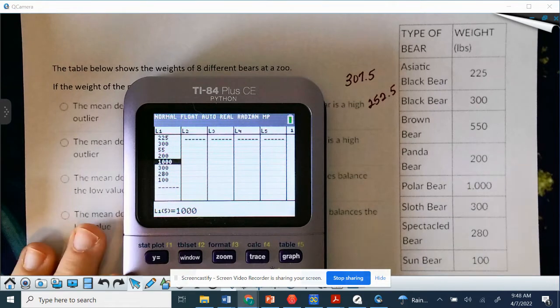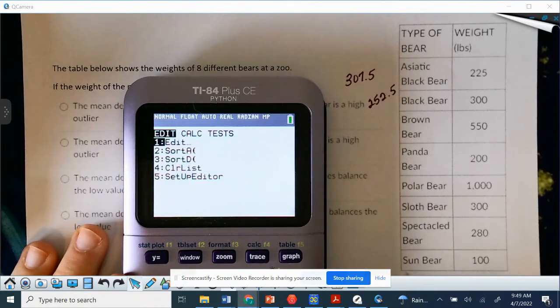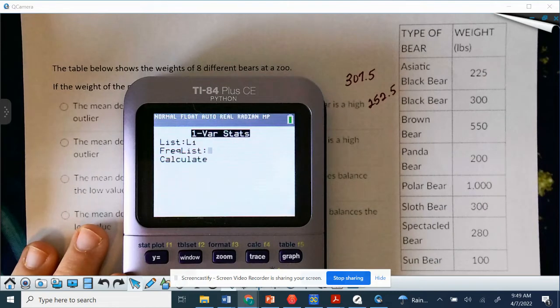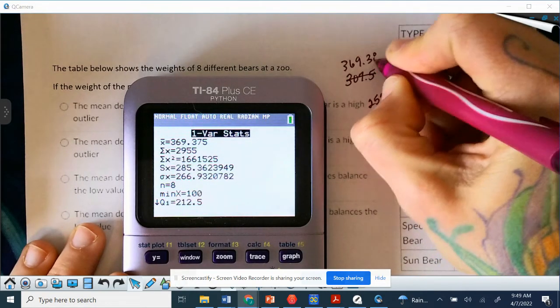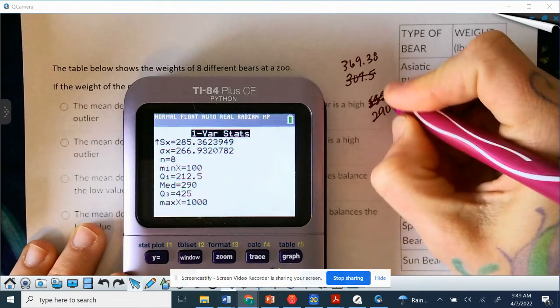If we delete it, oh, my numbers are not right. I just see one that's not right. Let's do that one more time. And go put the 1,000. Yep, 1,000's in there. So stat, calc, one var stat. So it's 369.38. And then our median is 290 with polar bear in there.